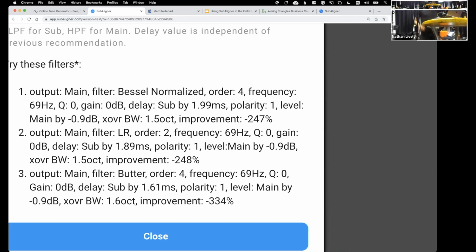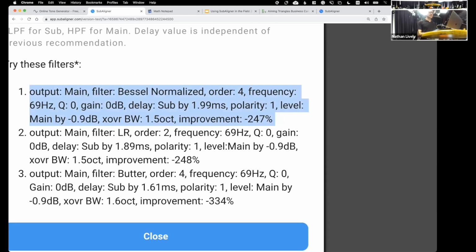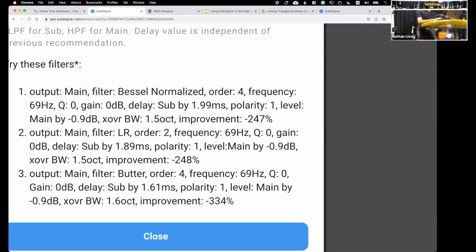But just to give you a quick overview, a lot of times you can find an alignment here that is not only better, but also uses less delay. So here we have a solution that uses less delay, but it's not quite as good as the one that uses delay.